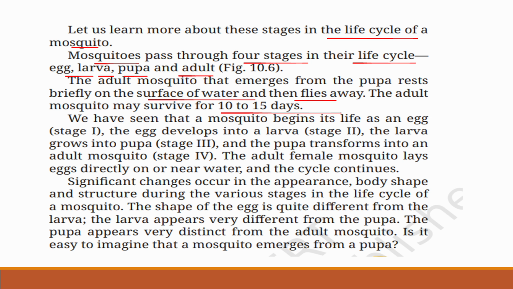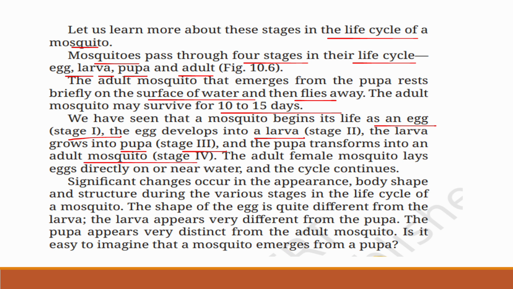The adult mosquito that emerges from the pupa rests on the surface of water and then flies away. The adult mosquito may survive for how many days? 10 to 15 days. We have seen that a mosquito begins its life as an egg, stage 1. The egg develops into a larva, that is stage 2. The larva grows into pupa, that is stage 3. And the pupa transforms into an adult mosquito, that is stage 4.